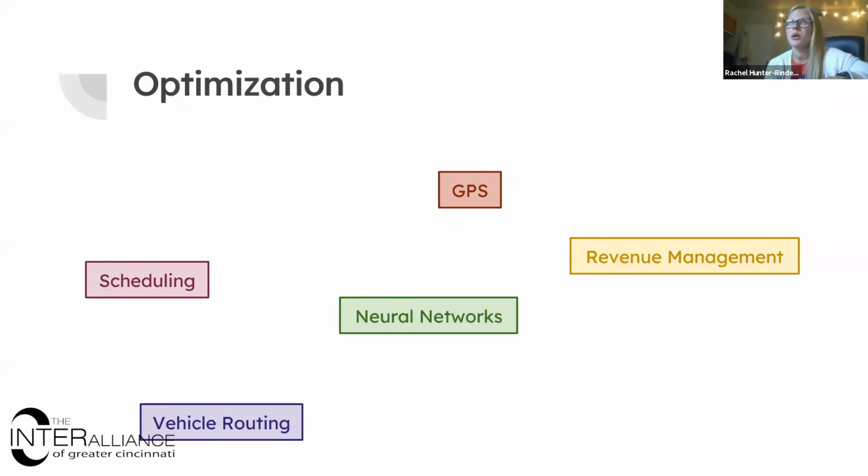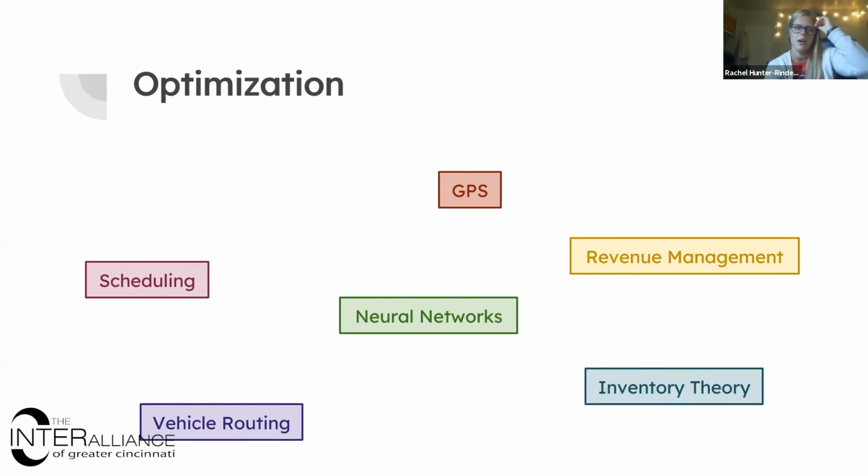Vehicle routing. So this is really applicable to delivery services. How does Amazon, Postal Service, UPS decide in what order they want to deliver your packages? That's all optimization. And then also inventory theory, which is exactly what I'm doing this summer.